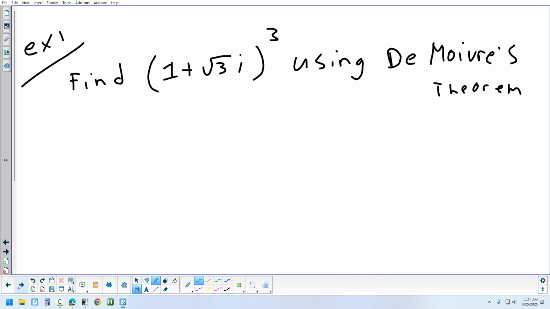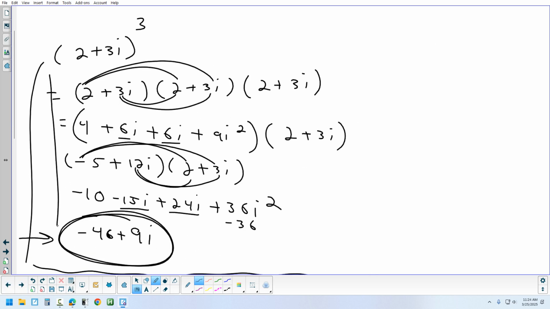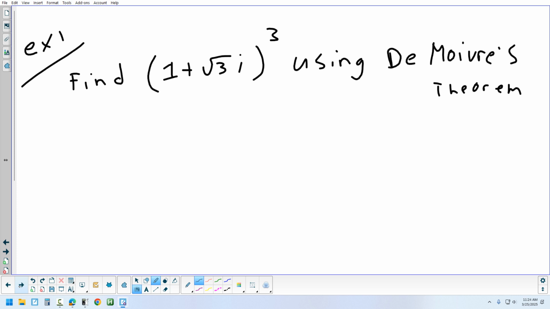All right, let's try this one. 1 plus root 3i cubed. Now, if I wanted to do it in standard form, I would be going through all of these steps right now. What do I have to do to this number first before I can use de Moivre's theorem? Right, we've got to get our radius, we've got to get our angle. We're going to raise the radius to the third power, and we're going to triple the angle, and that's our answer.